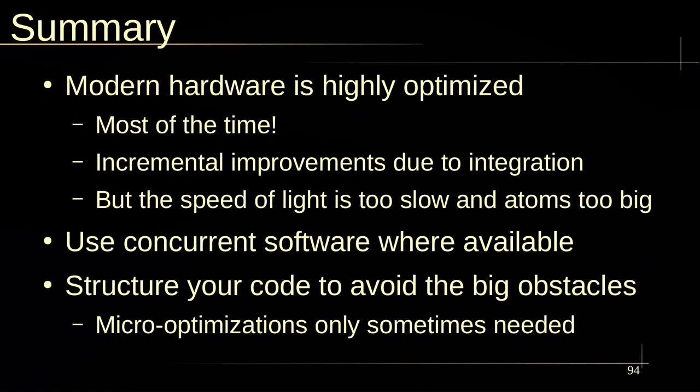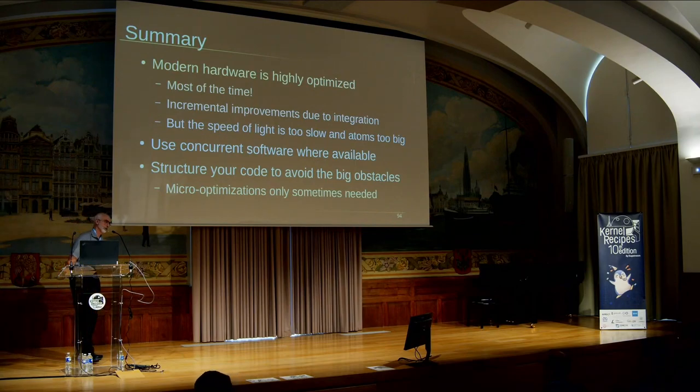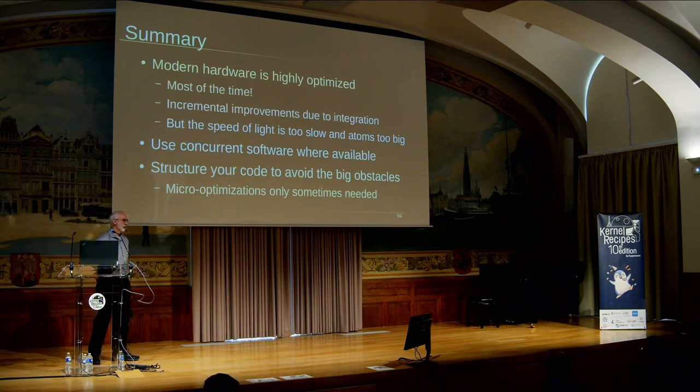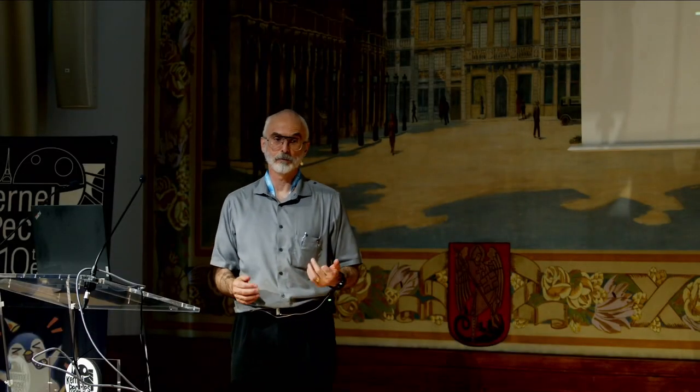So modern hardware is highly optimized. It goes very fast most of the time, sometimes not so much. We have incremental improvement due to integration. The speed of light is still too slow. Atoms are still too big. Making use of what's out there already is a great time-saving option that we have now that we didn't have 20, 30 years ago. And the big thing is to understand what the physics are doing to you and structure your code to work with the laws of physics instead of against them, and you'll have a lot less micro-optimization to do.